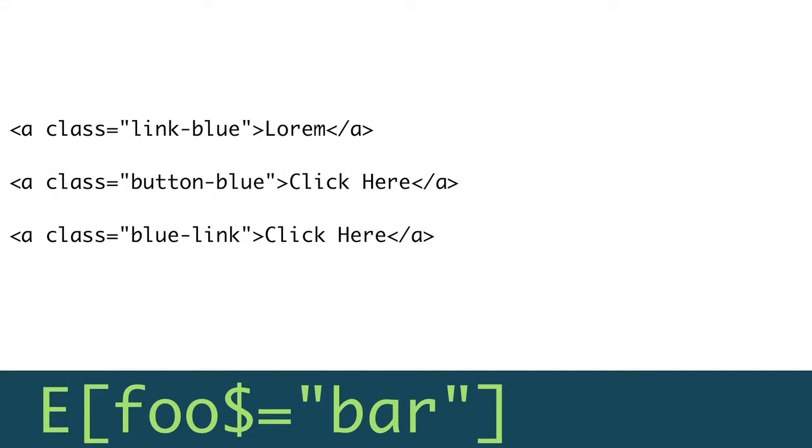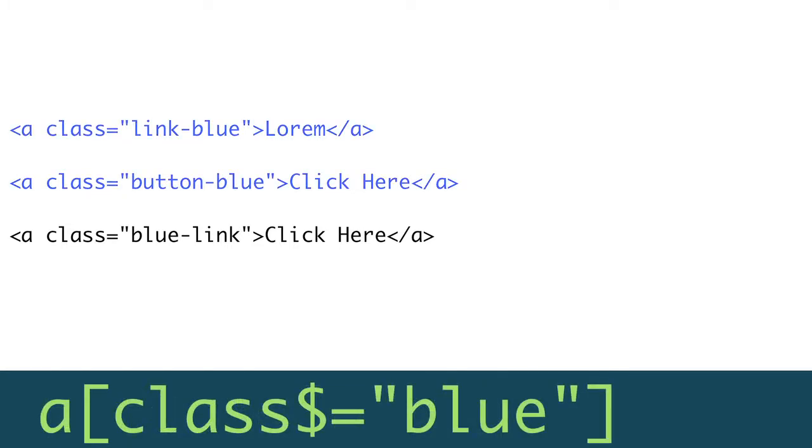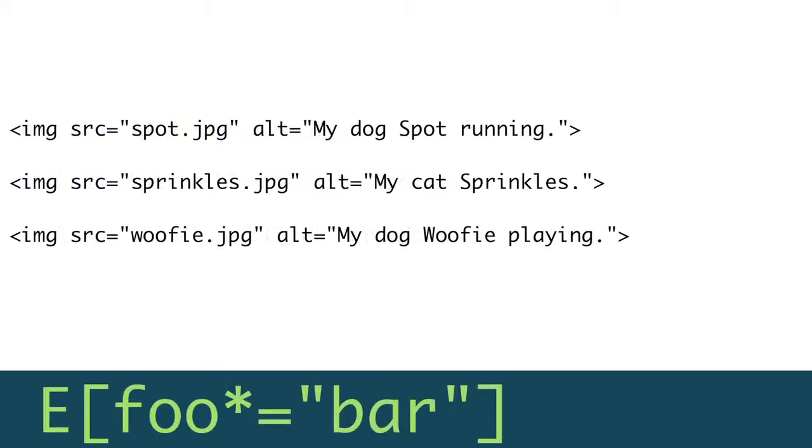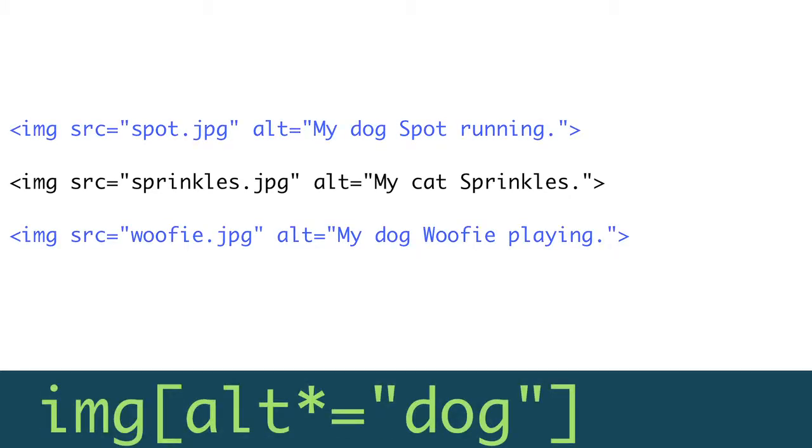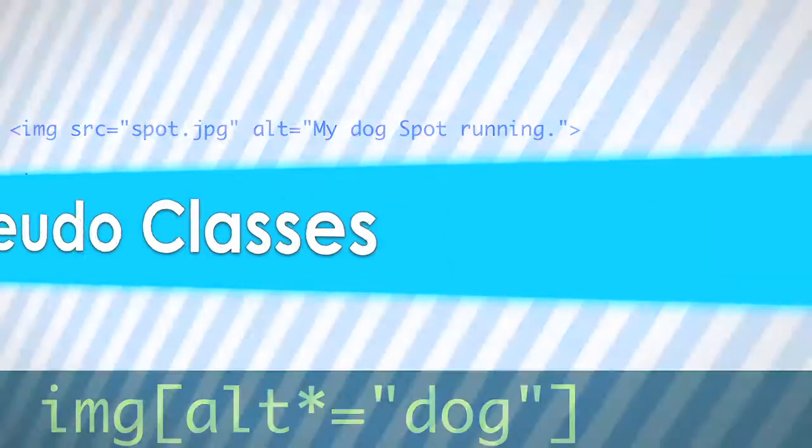The dollar equal selector does the opposite of the caret equal selector. Here, you can select any elements that have attributes ending with a particular value. So for instance, if you chose to end several class names with a particular word, you could select them based on that. Finally, with the star equal selector, you can select attributes that contain a value anywhere in them. So if you wanted to find all of your alt tags that contain a word in them, this would be the selector to use.